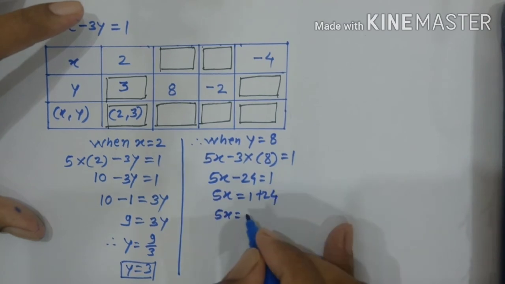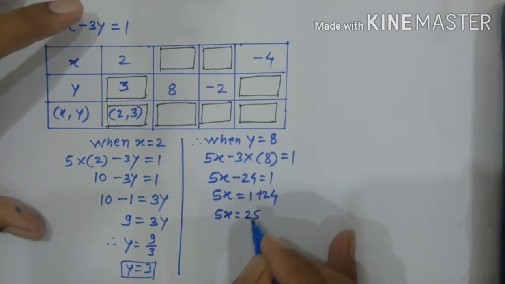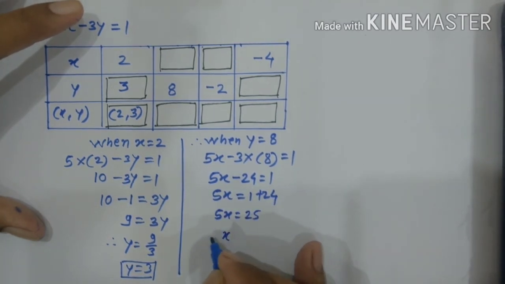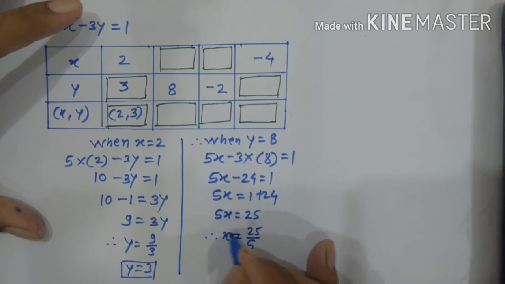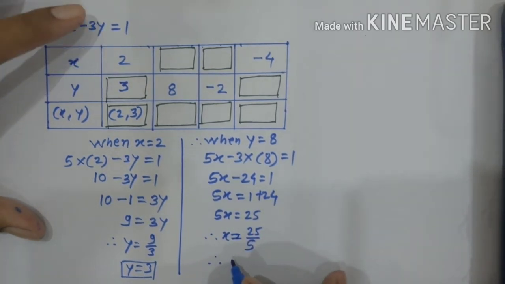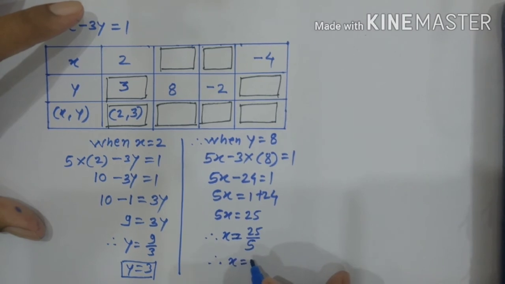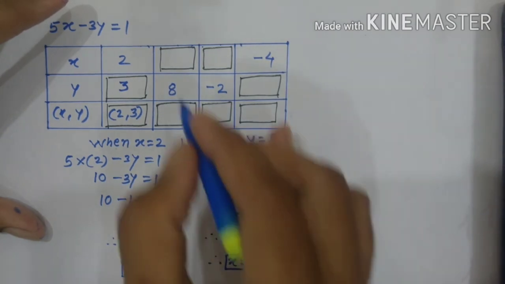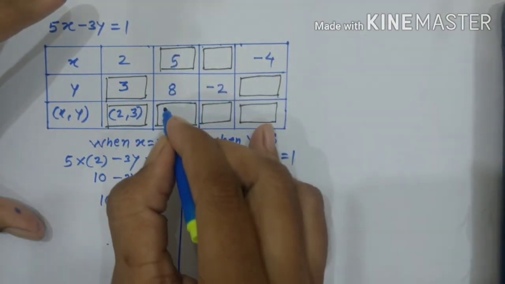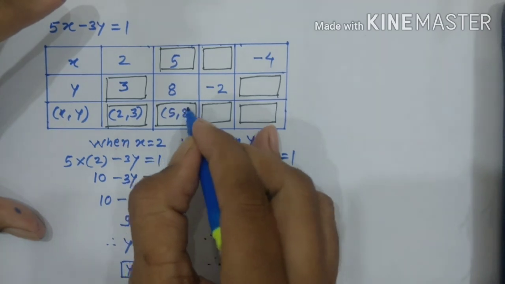1 plus 24 gives us 25. Therefore x equal to 25 upon 5. 5 transpose to right side. Therefore value of x is 5, 5 fives are 25. Value of x is 5. Put this value of x in third column. Our solution is 5 and 8.